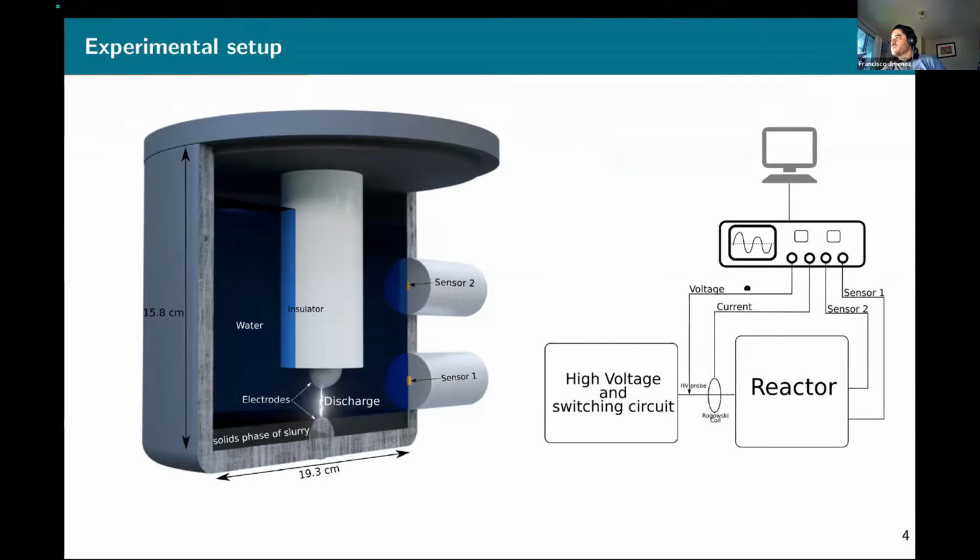The schematic of the experiment is very simple. We just have a high voltage circuit with a switching circuit. It's basically a bank of capacitors that are connected through the reactor through a spark gap. We charge the capacitors with around 10 kilovolts for this experiment, and then activate the spark discharge. And we monitor current and voltage using a Rogowski coil and a high voltage probe. We use a bench oscilloscope that is connected to a computer, and a simple Python script to get the information of the discharge.